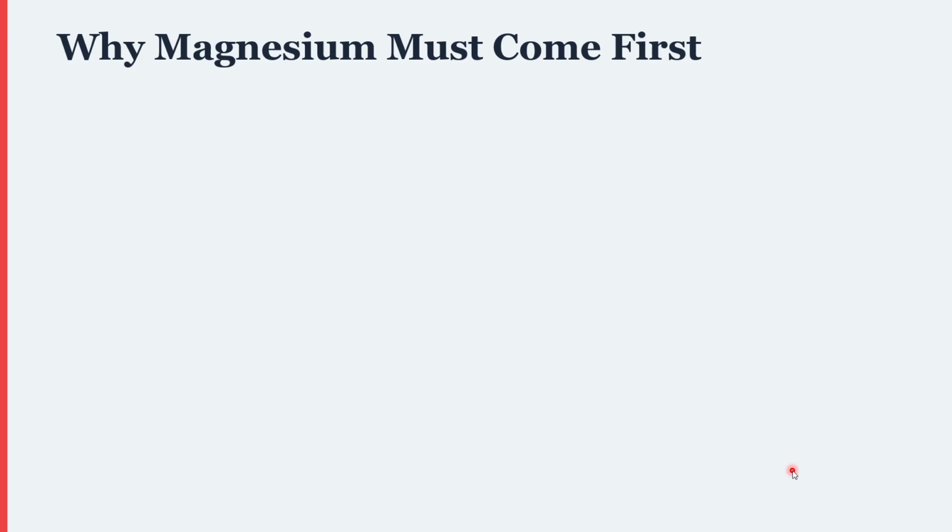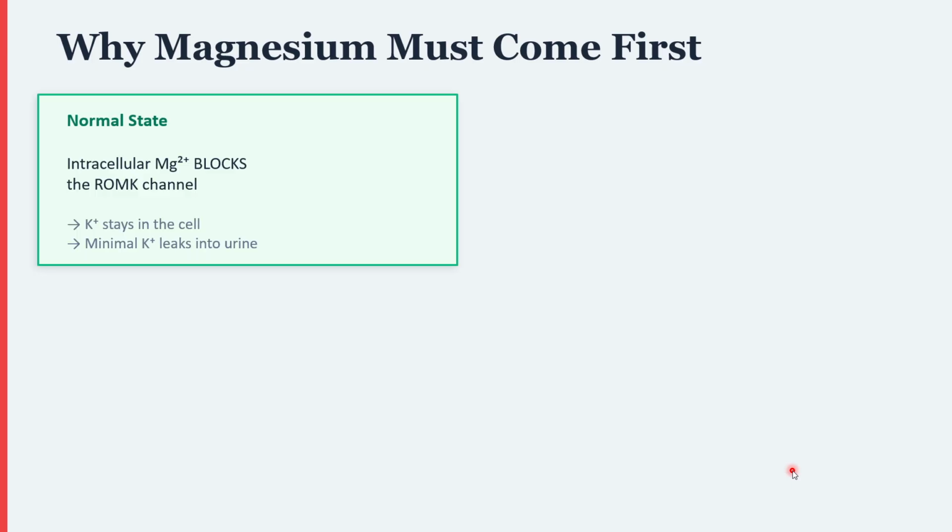So why must magnesium come first? This concept applies beyond Gitelman. It's relevant anytime you see hypokalemia with hypomagnesemia. In the normal state, intracellular magnesium sits inside the ROMK channel and acts as a plug. It blocks potassium efflux. So potassium stays where it should, inside the cell, and not leaking into the urine.